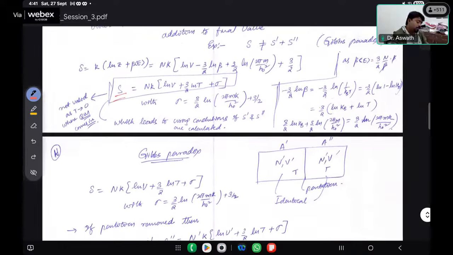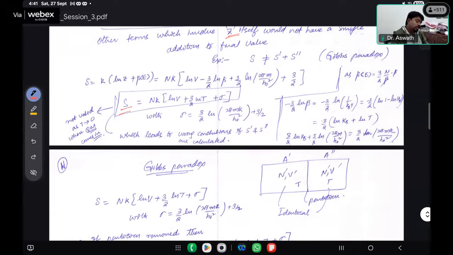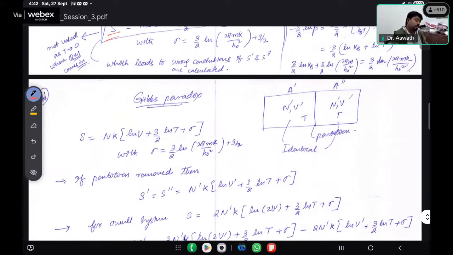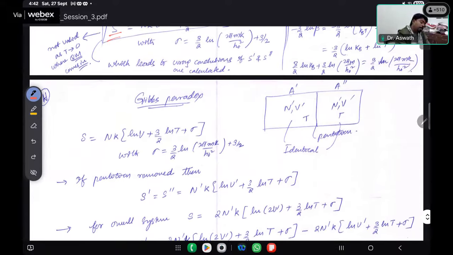What is the Gibbs paradox? Let's understand it. Let's say I have a system A, which has A prime and A double prime. Individually they are separated, they are identical, and there is a partition between them. Each has N1 particles and V1 volume, and both have the same temperature.